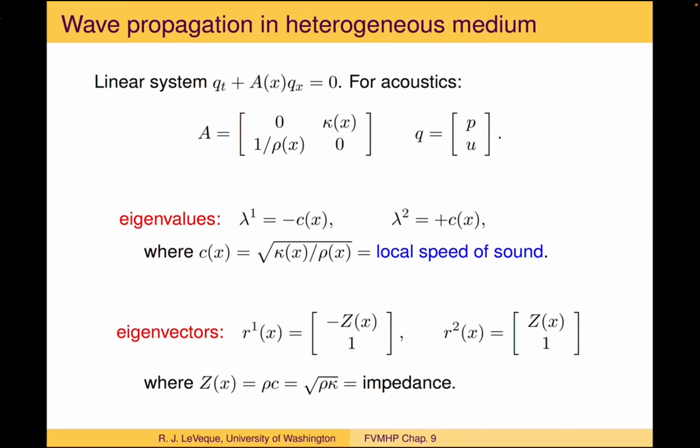To solve this numerically, we might use a finite volume method where we assume that each grid cell has a different value of rho and K. And then at the interfaces between grid cells, we have jump discontinuities between these values. Using this eigenstructure, we can solve a generalized Riemann problem for what happens at such an interface. But before getting into a Riemann problem like that, let's just look at a couple of examples.